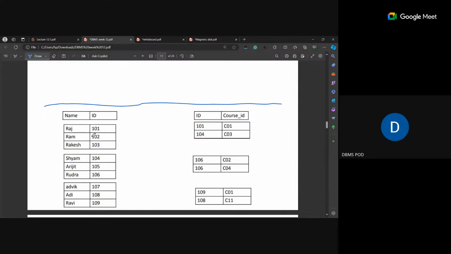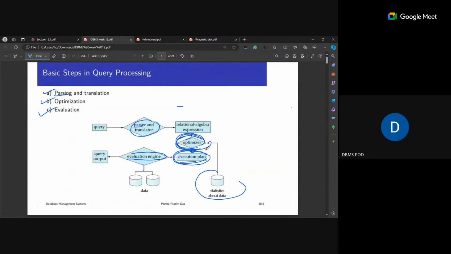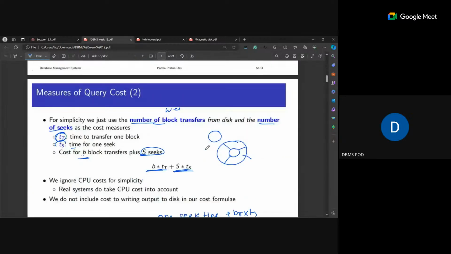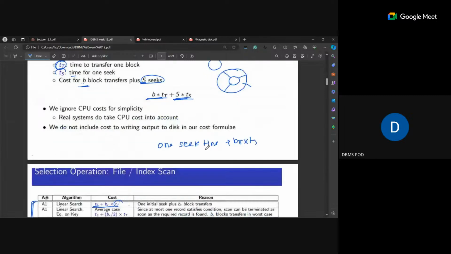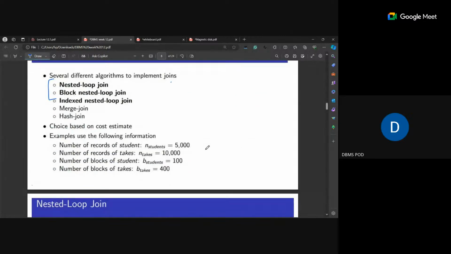First we saw how query processing works. Then we are seeing optimization, so I will calculate the optimization. For simplicity, we only use the number of block transfers and number of seeks. Now we are seeing how joins work. There are different types of join algorithms: nested loop join and block nested loop join. The lectures mainly focus on these two. Now we are seeing how nested loop join works.